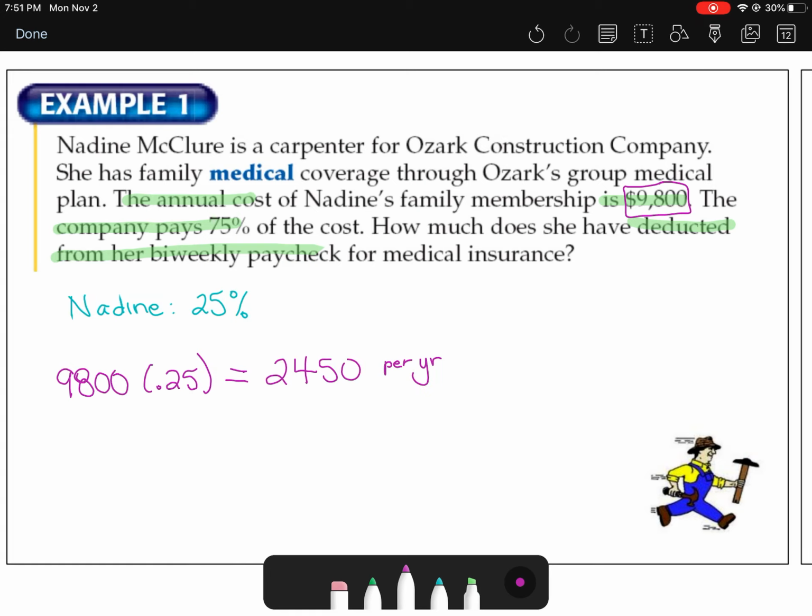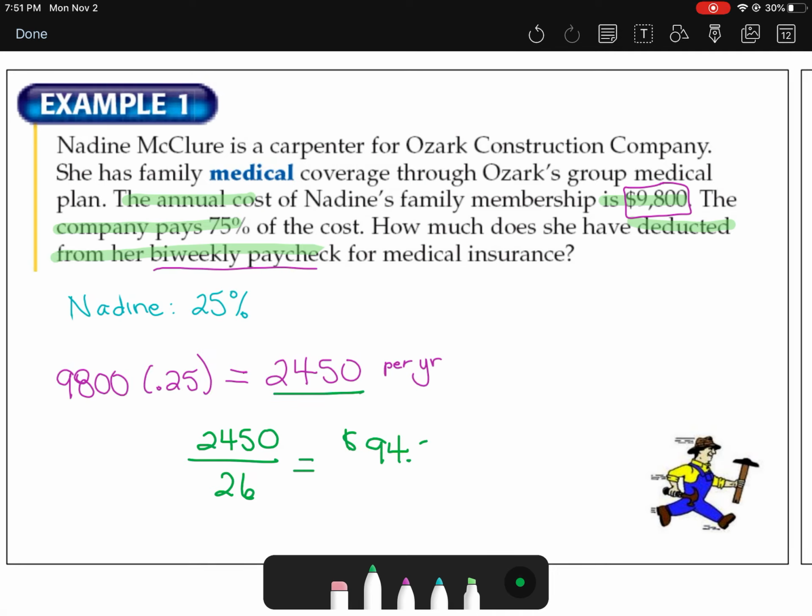If they just asked per year, I would be done. But they want to know how much is deducted from her bi-weekly paycheck. So I take the $2,450 she pays and divide it by the pay periods. She's paid bi-weekly, that's 26 paychecks. So on each paycheck, she gets deducted $94.23.